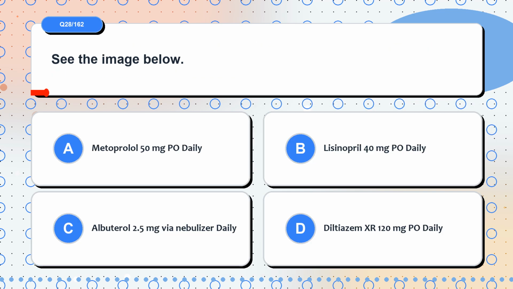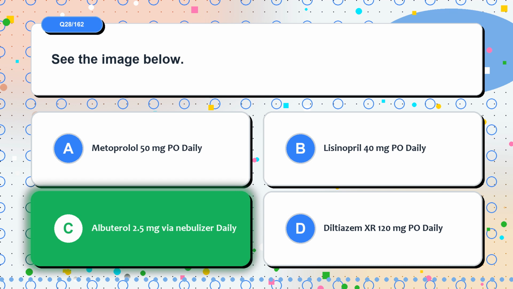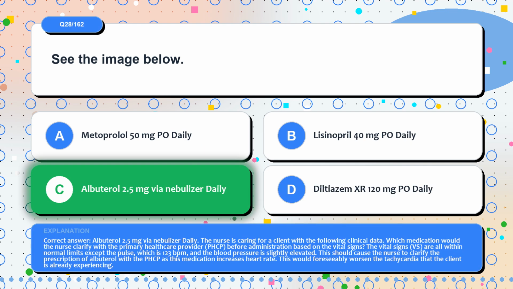Question 28. See the image below. Here are the options. Option A. Metoprolol 50 mg PO daily. Option B. Lisinopril 40 mg PO daily. Option C. Albuterol 2.5 mg via nebulizer daily. Option D. Diltiazem XR 120 mg PO daily. The correct answer is option C. Albuterol 2.5 mg via nebulizer daily.